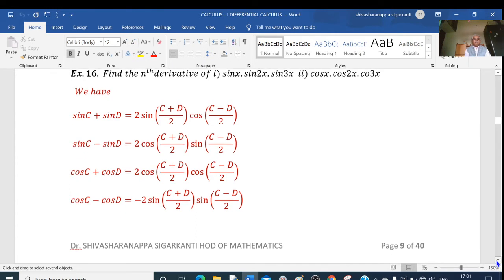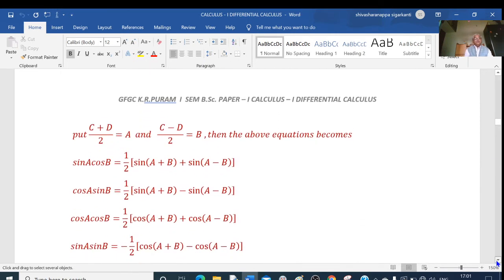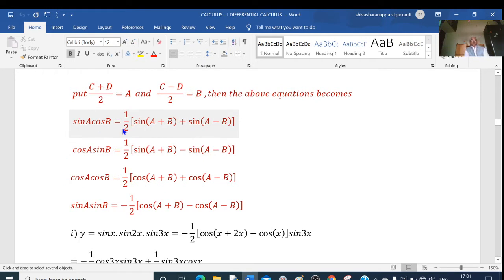So these are the formulas. Sin A cos B equal to 1 by 2 into sin A plus B plus sin A minus B. Cos A sin B equal to 1 by 2 into sin of A plus B minus sin of A minus B. Cos A cos B equal to 1 by 2 into cos A plus B plus cos A minus B. Sin A sin B equal to minus 1 by 2 into cos of A plus B minus cos of A minus B. So these are the four formulas. Using these formulas, we can find the nth derivatives of the given functions.